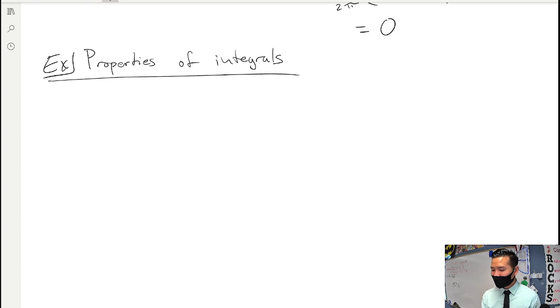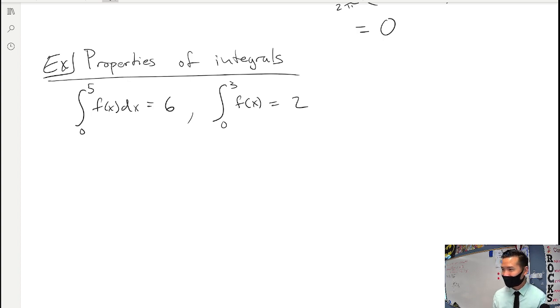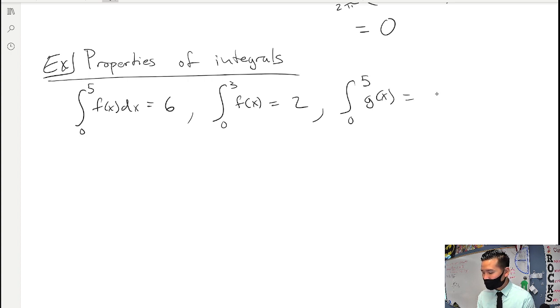Let me give you some examples here. Sometimes the homework will say the integral from 0 to 5 of a function f is equal to 6. And then they'll say the integral from 0 to 3 of the function is equal to 2. This was the first problem. Sometimes they'll also say the integral from 0 to 5 of g of x is equal to 12. So they did the integral for you on these intervals, and they give you the answer.